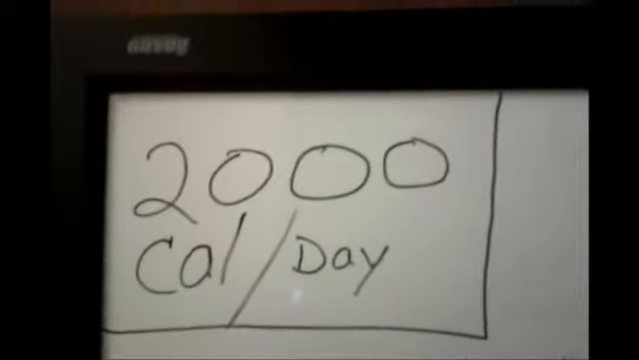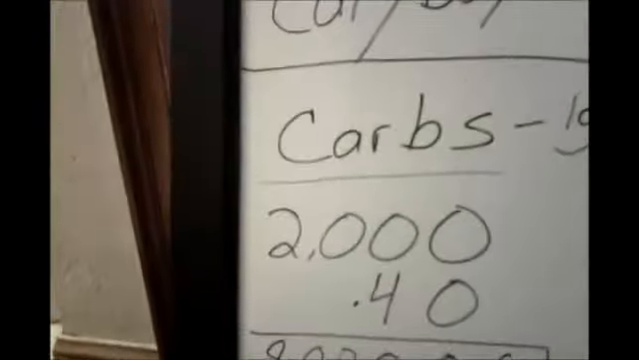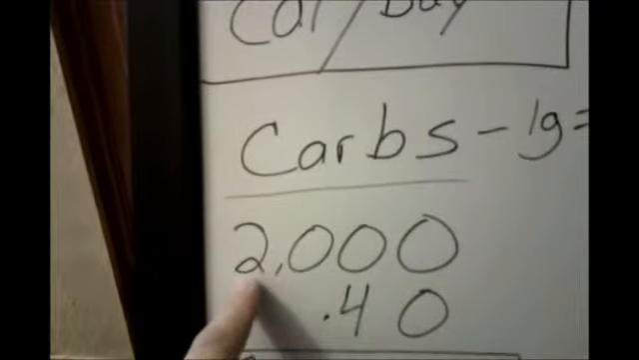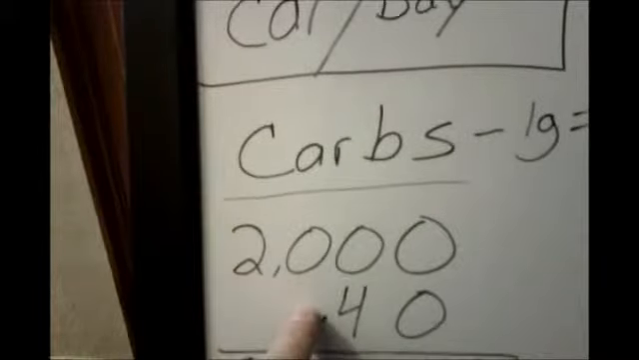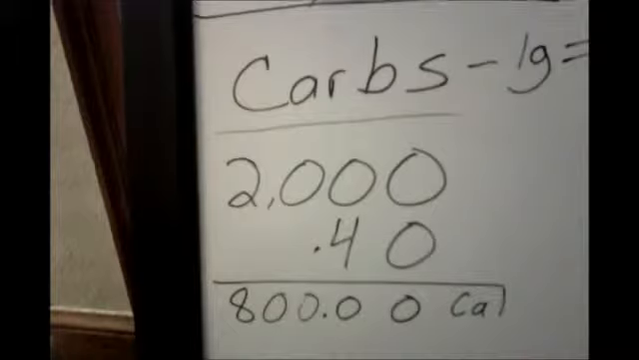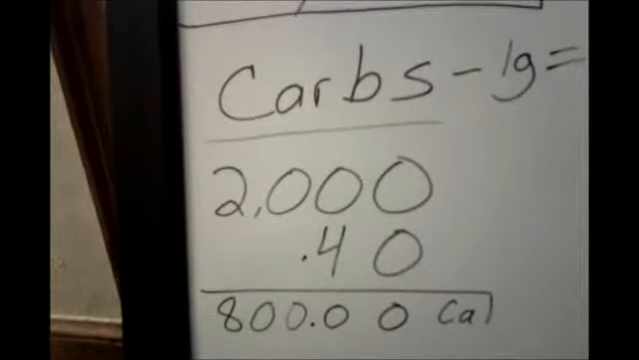Pretty simple math, guys. For instance, say you're on a 2,000 calorie a day diet. We want 40% of our calories to come from carbs. 40% of those calories is 800 calories. So we want 800 of our calories per day coming from carbohydrates.